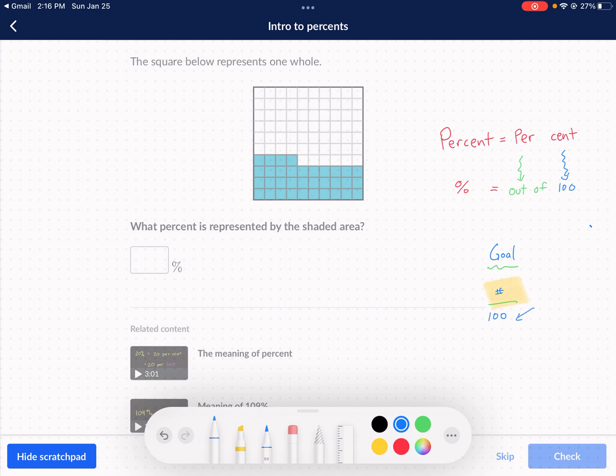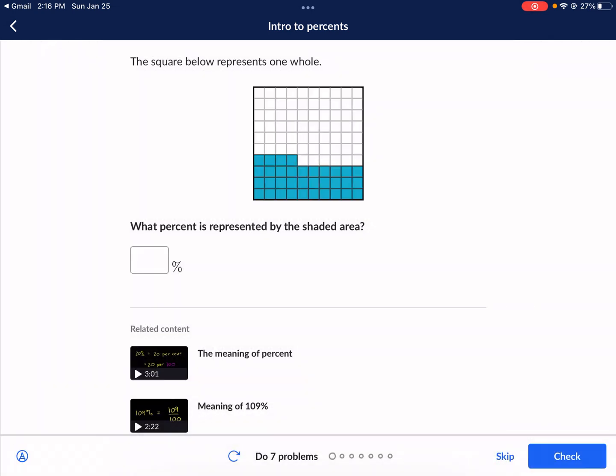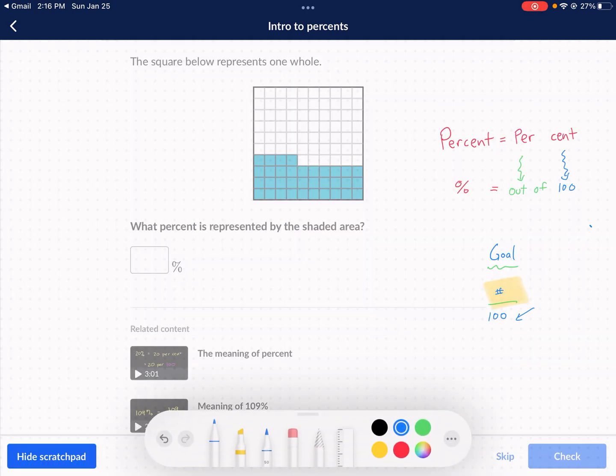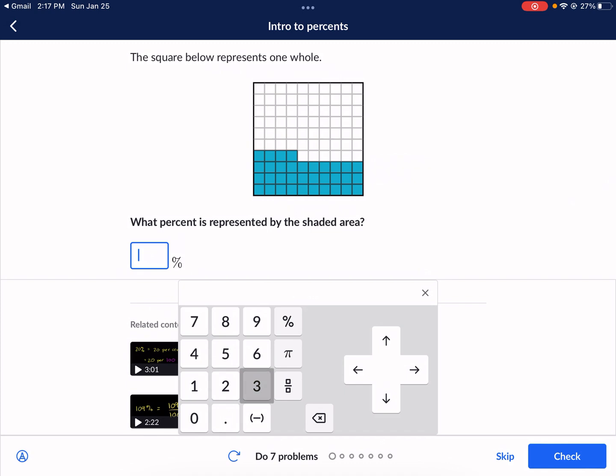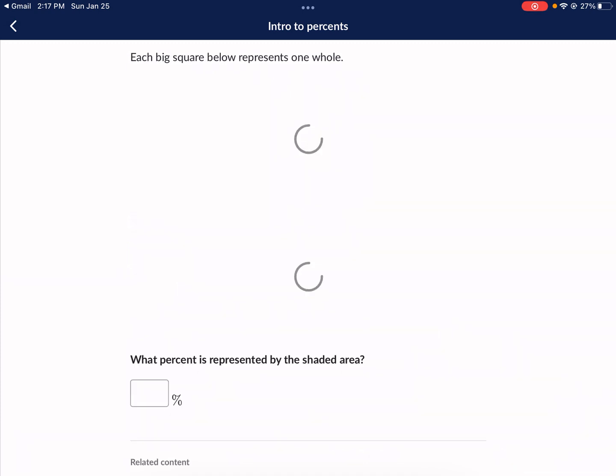So let's go ahead and look at our first problem, and we see that we have a 10 by 10 grid, and then how many lines do we have? So we have 3 completely filled in, so that's 30, and then we have 4 here, so that's 34 out of 100. So if we have something out of 100, this is really 34 out of 100, 34 per 100, 34%. So this is 34% filled, or 34% shaded. And that's all there is to it. That's what a percent means. So it's 34%, and we can check it, and we move on to the next one.